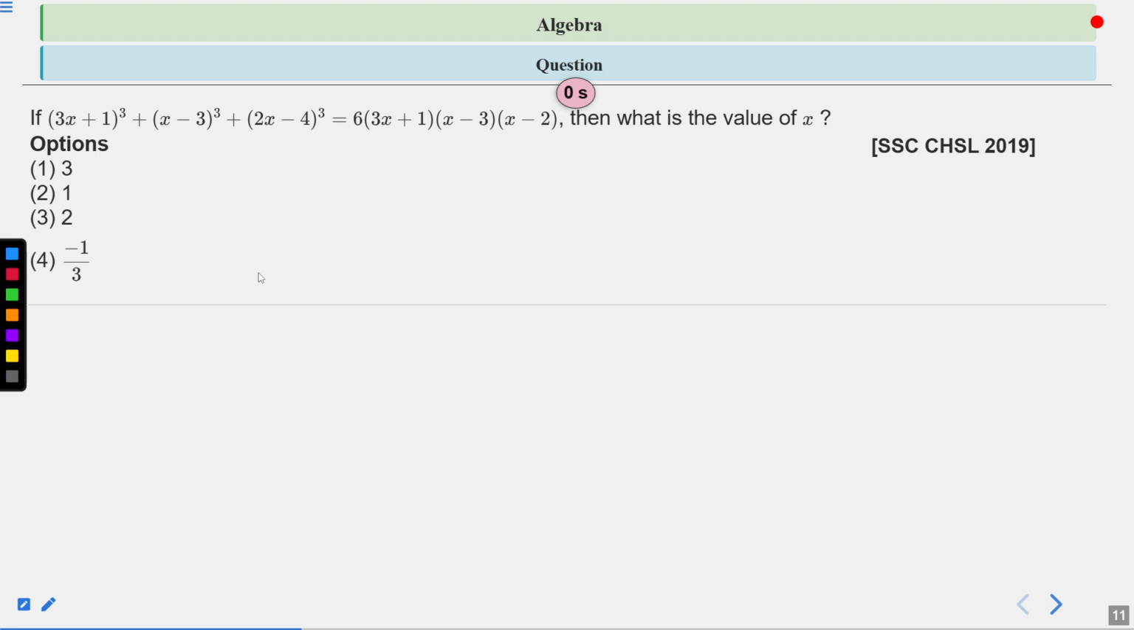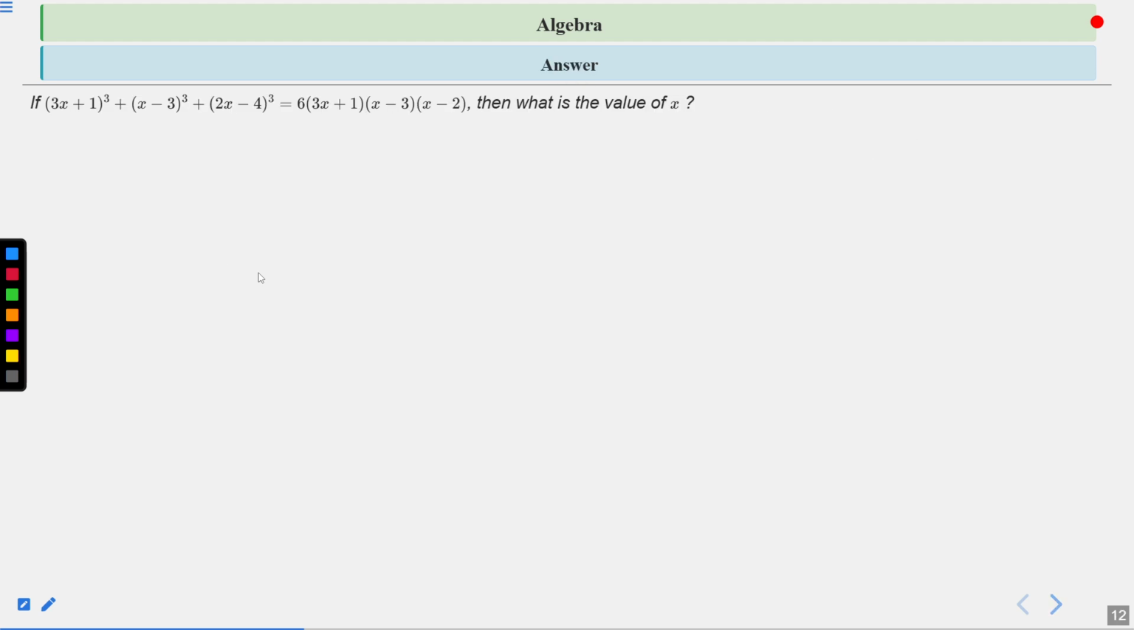Now time's up. Let's see the solution of this question. The question says that this is the given equation, and we need to calculate the value of x. So we just simplify the equation and we get our answer. The correct answer of this question is the second one, which is 1. Now see the detailed solution. The question says that (3x plus 1) whole cube plus (x minus 3) cube plus (2x minus 4) cube equals 6 times (3x plus 1) multiplied by (x minus 3) multiplied by (x minus 2).